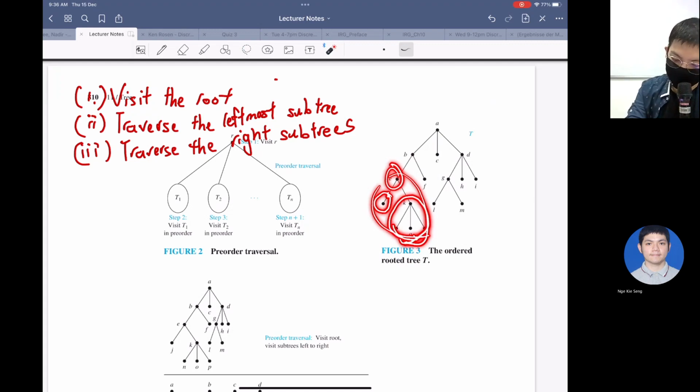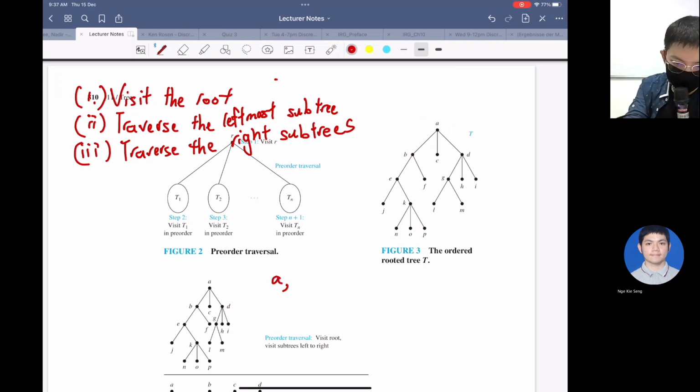And then this subtree is a tree again, so you need to visit the root, traverse the leftmost subtree, and then traverse the right subtree. Yeah. So let's see what we get. So first, you visit the root. Okay. A. Second, you traverse the leftmost subtree.